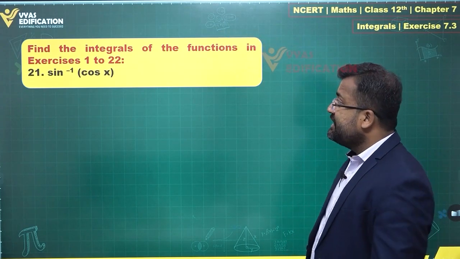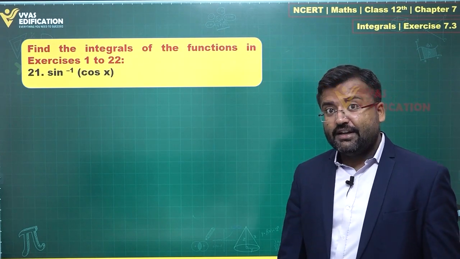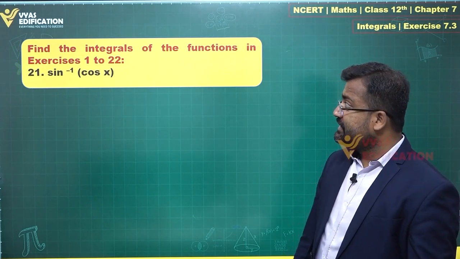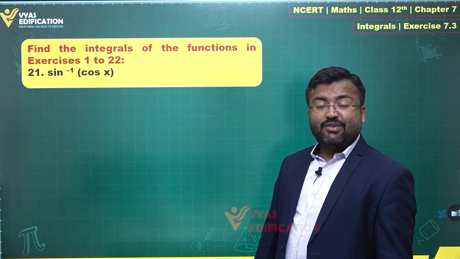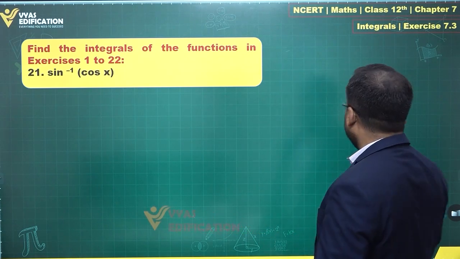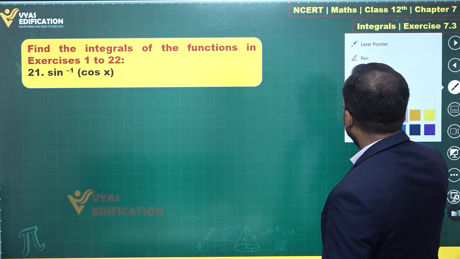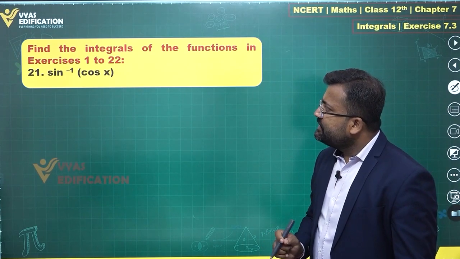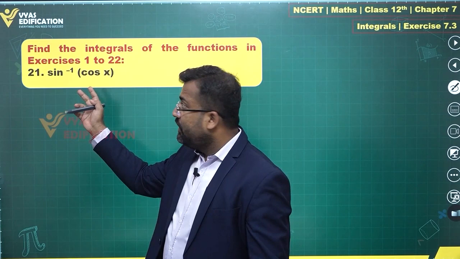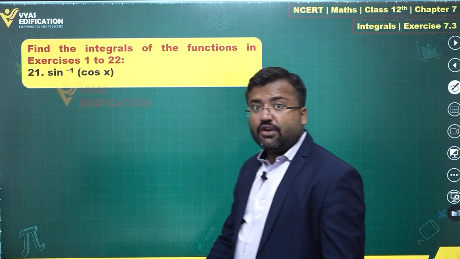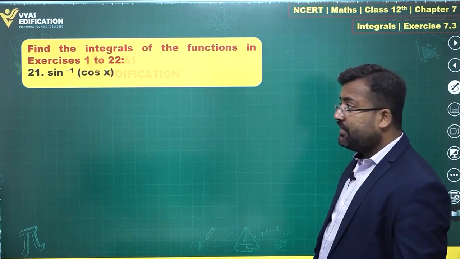Question number 21 says, if you need to integrate sine inverse of cos x, how do we handle this? Inverse functions, yes. But once again, inverse trigonometric functions, we can solve with the help of properties. Now, sine inverse of cos x, had this been sine inverse sine x, it is simple. Or can we convert this in terms of cos inverse? Yes, cos inverse cos x is again simple, right?